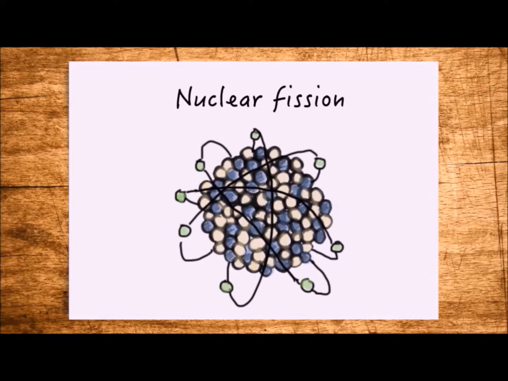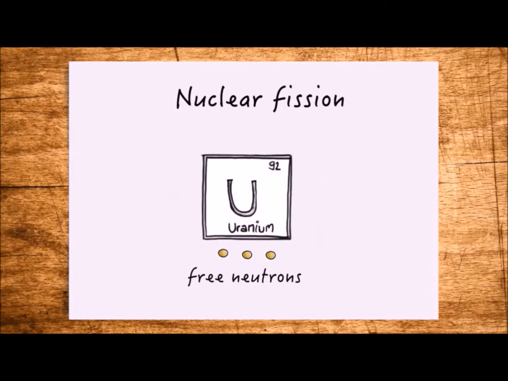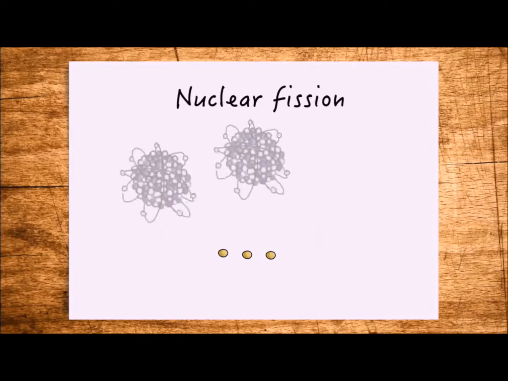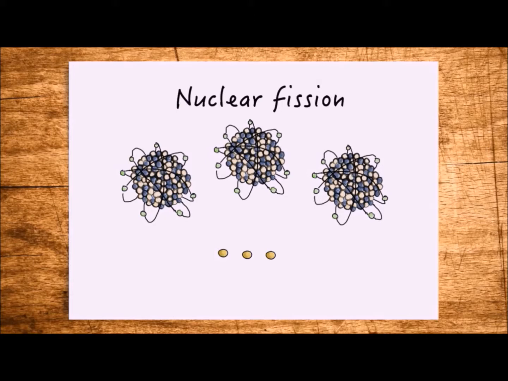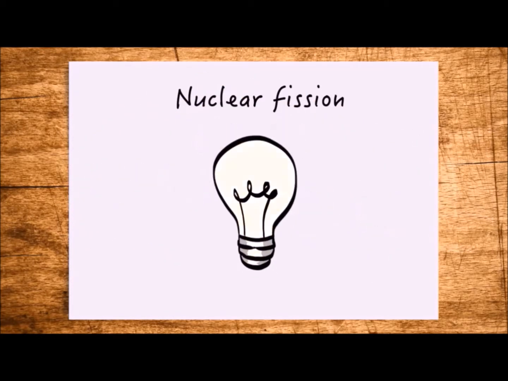In the case of some very large atoms, a few neutrons are additionally released. When uranium atoms are split in a nuclear power plant, this usually involves the release of 3 neutrons. These can then affect the next fission processes in a chain reaction. And finally, energy is released.